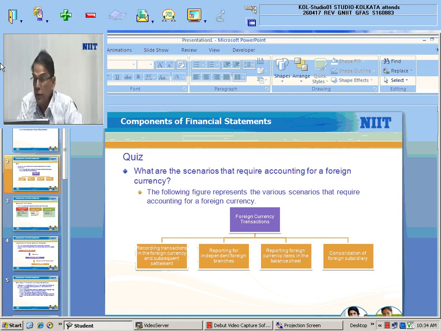So these are the various situations when foreign currency transactions have to be accounted for. Either recording transactions in the foreign currency and subsequent settlement, like a purchase made in US dollar and its final payment, reporting for independent foreign branches, reporting of foreign currency items in the balance sheet, and consolidation of foreign subsidiaries. These are the various scenarios when we need to account for foreign currency.